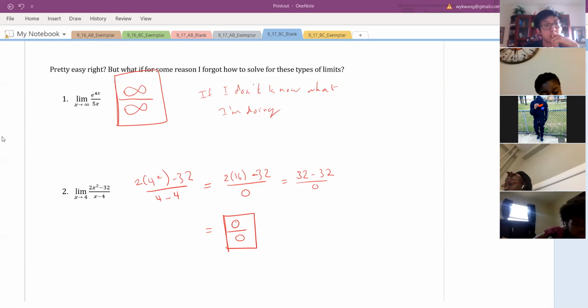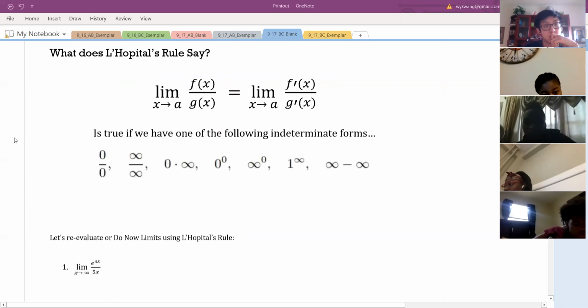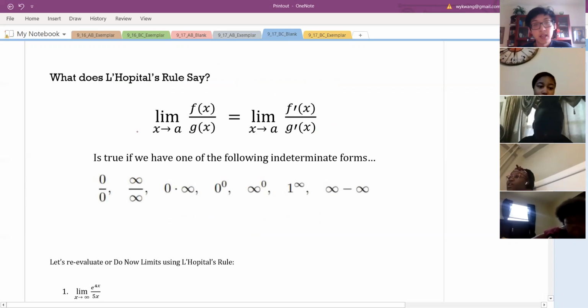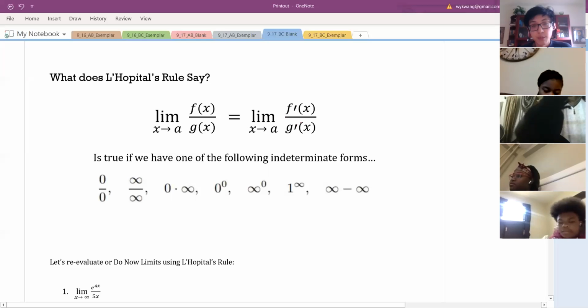So we're going to look at L'Hopital's rule now, which says that the limit as x approaches a of f of x over g of x is equal to the limit as x approaches a of the derivative of f of x over the derivative of g of x. So basically, if we find f prime of x and g prime of x for both the numerator and the denominator, the limit should be equal to the same thing, which is very interesting.